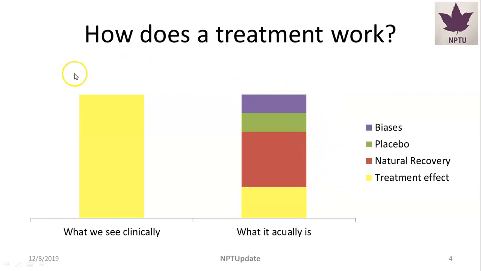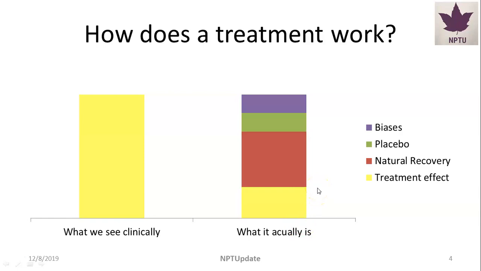So to make that point again, what we clinically measure as patient improvement is this, but not all of this is due to the effect of the treatment. Whatever improvement we see also includes natural recovery, placebo, and biases. Now the question arises, how do we know how much is actually due to the treatment? How can we distinguish how much is because of natural recovery, placebo, or biases? If we know that, then we can know the actual extent of the treatment effect. But clinically we can never know.